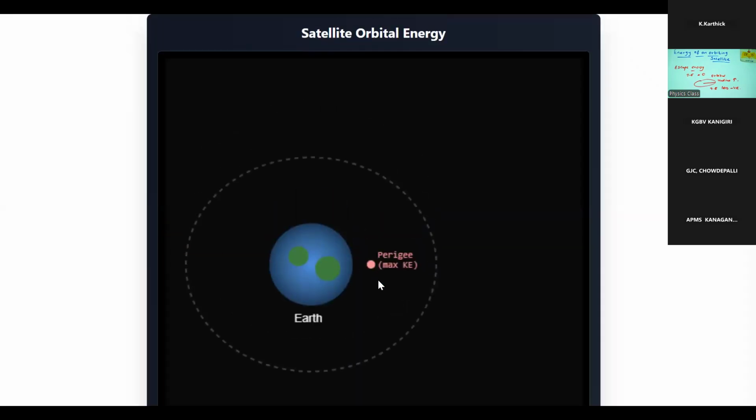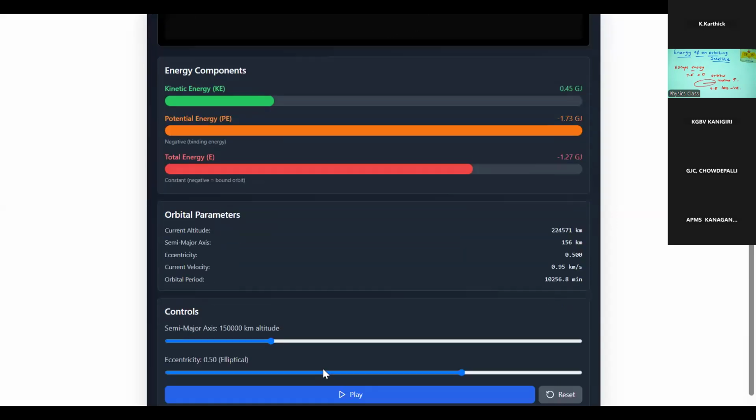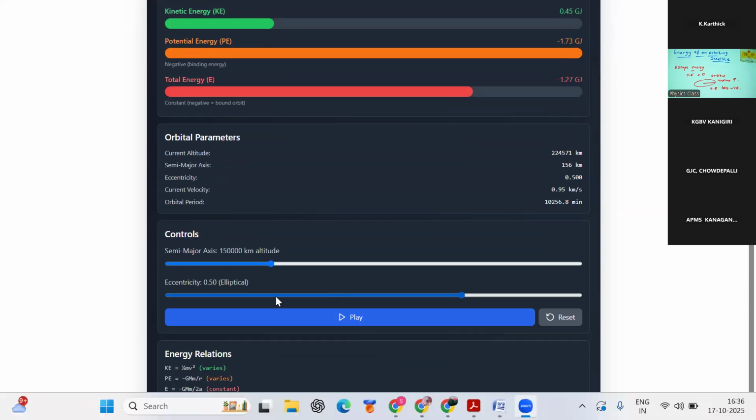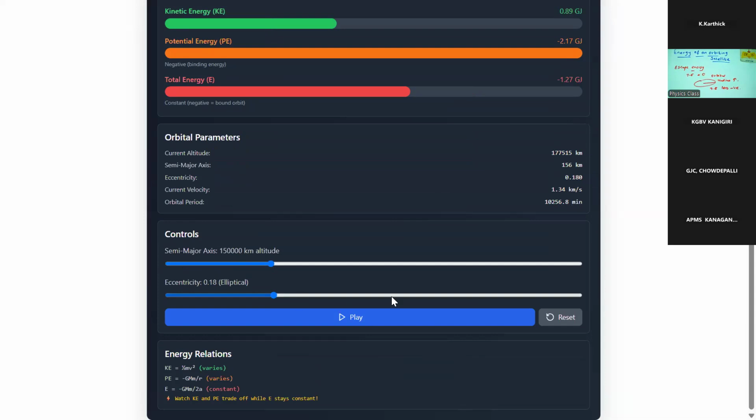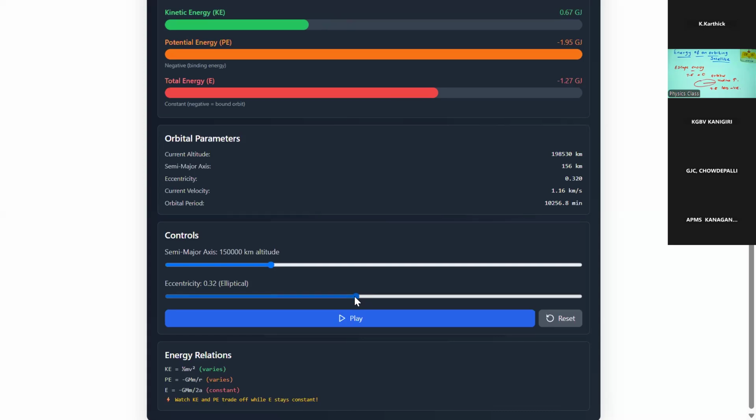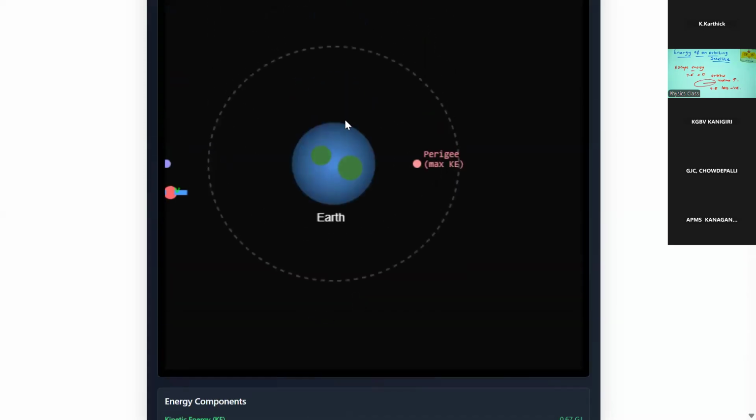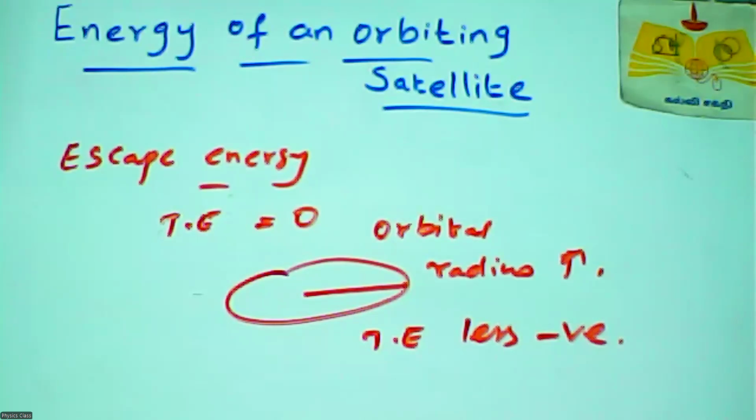Yeah. Okay. So for example, in this case, we can choose eccentricity 0.18. Clear? So 0.02, 0.11. You can see that the total energy increases. Is it clear? That is, the red bar increases. That is minus 1.27, which means negative. The total energy is less negative when the orbital radius increases. Clear? Okay, right. And next one.